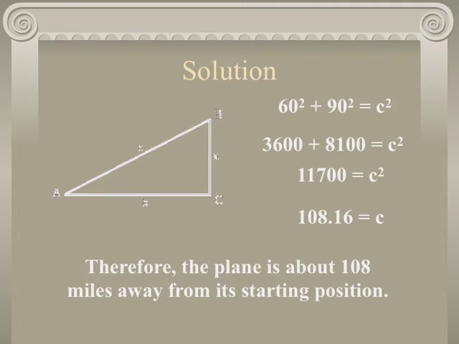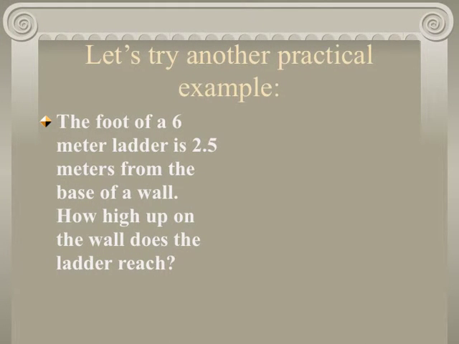Here's the math. 60 squared plus 90 squared equals c squared. That's 3,600 plus 8,100 equals c squared. C squared equals 11,700. Take the square root. That's about 108 miles.